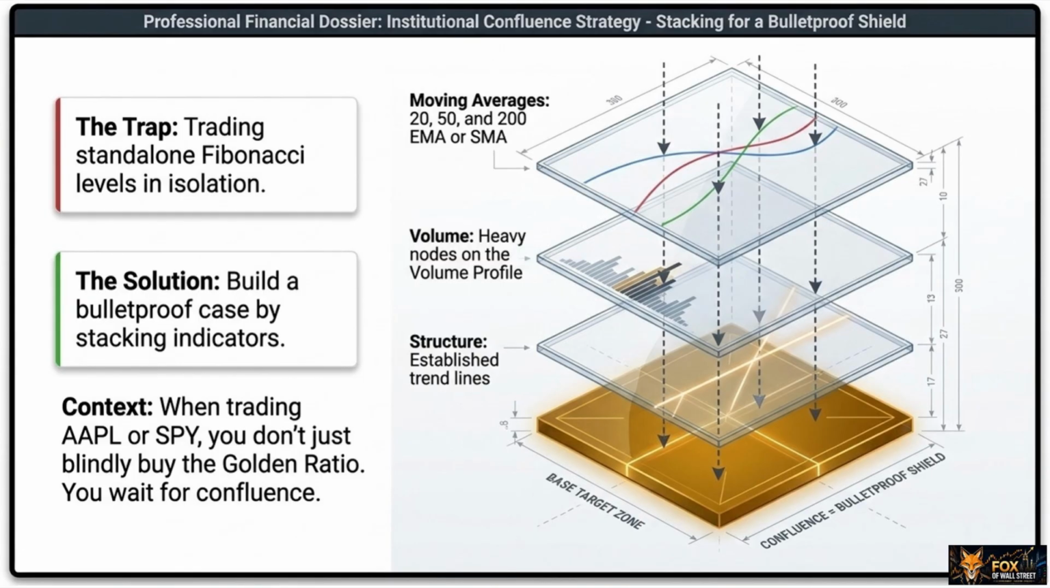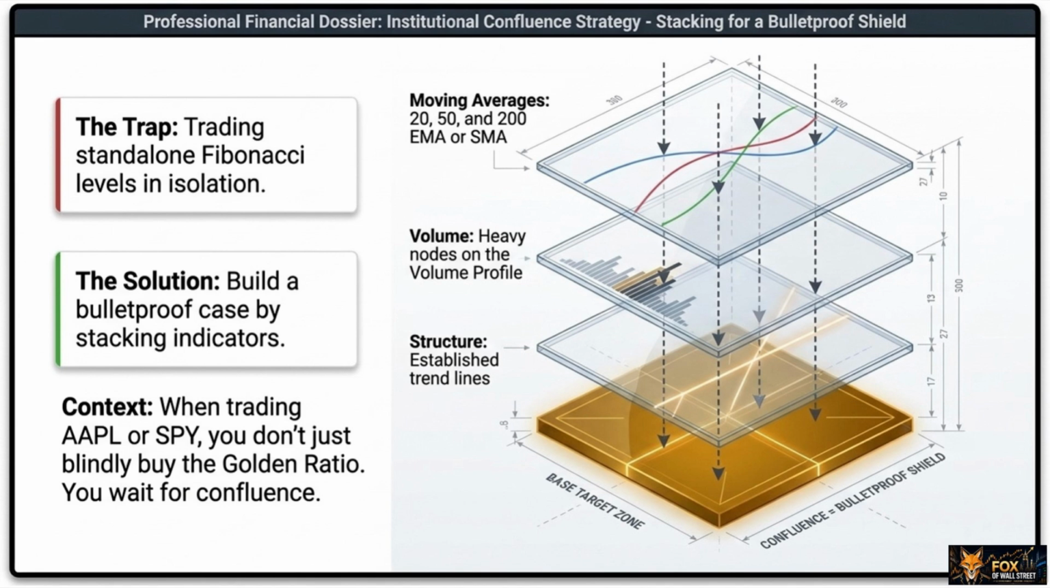Part 3. Indicator confluence and confirmation. Wait for confirmation. Now, advanced traders don't just trade these levels in isolation. No way. They stack indicators to build a totally bulletproof case. You really want to combine your retracement levels with moving averages like the 20, 50, and 200 EMA or SMA. Or look for confluence with trend lines and those heavy nodes on the volume profile.